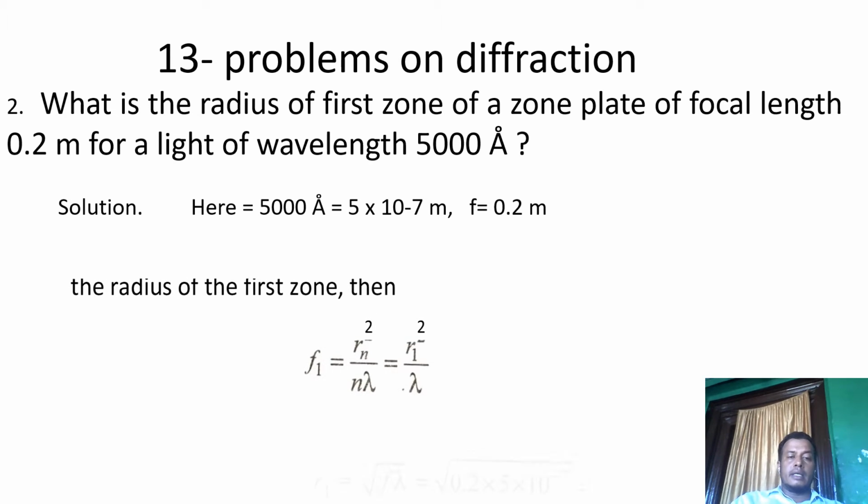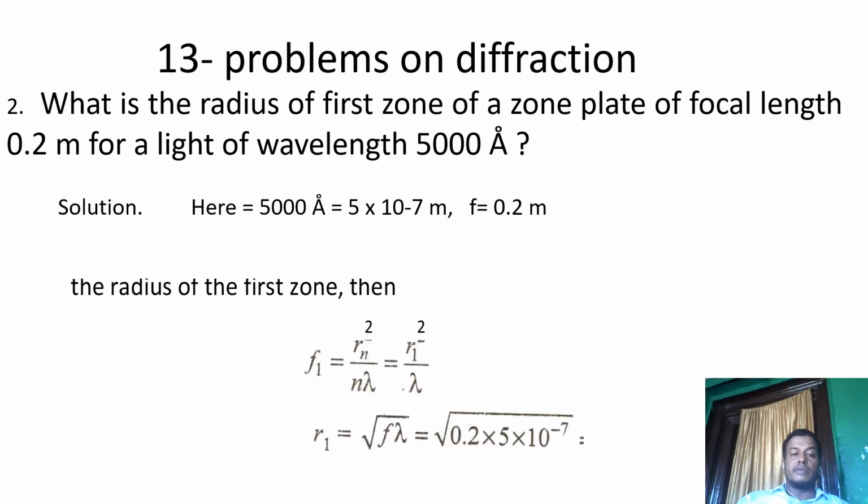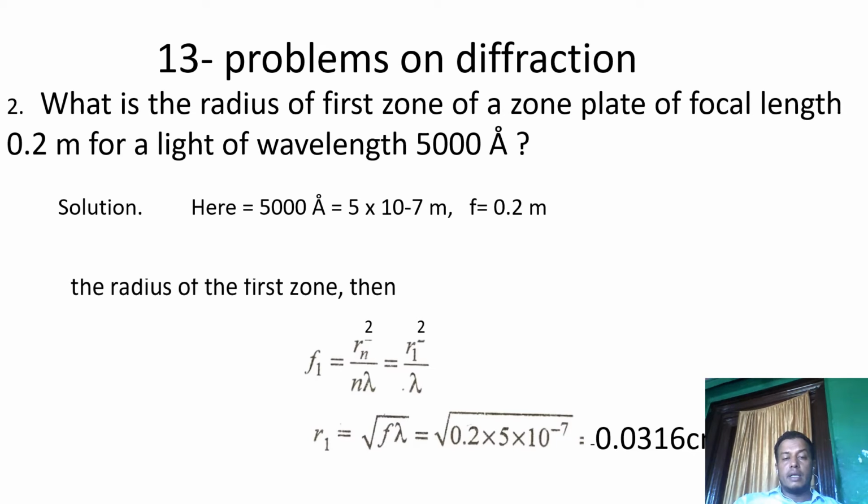Then apply this equation: f1 is equal to Rn square by n lambda, where Rn is the radius of the nth zone, n is the order, lambda is the wavelength, and f is the focal length. For the first order, n is 1, hence R1 is equal to the square root of f lambda, that is 0.2 meter into 5 into 10 to the power of minus 7. This value gives 0.316 centimeter, which is the radius of the first zone plate.